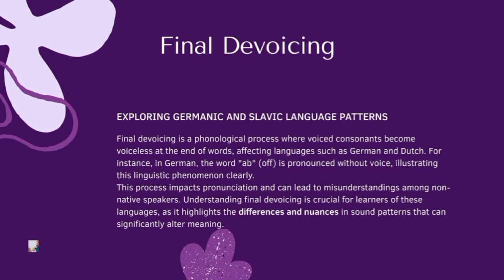For example, in German, the word ab, which means off, is written with the letter B, but when you say it out loud, it sounds more like ap. That's because the B at the end loses its voice. This might seem like a small detail, but it's really important. If you don't know about final devoicing, it can make words sound confusing or even change their meaning.